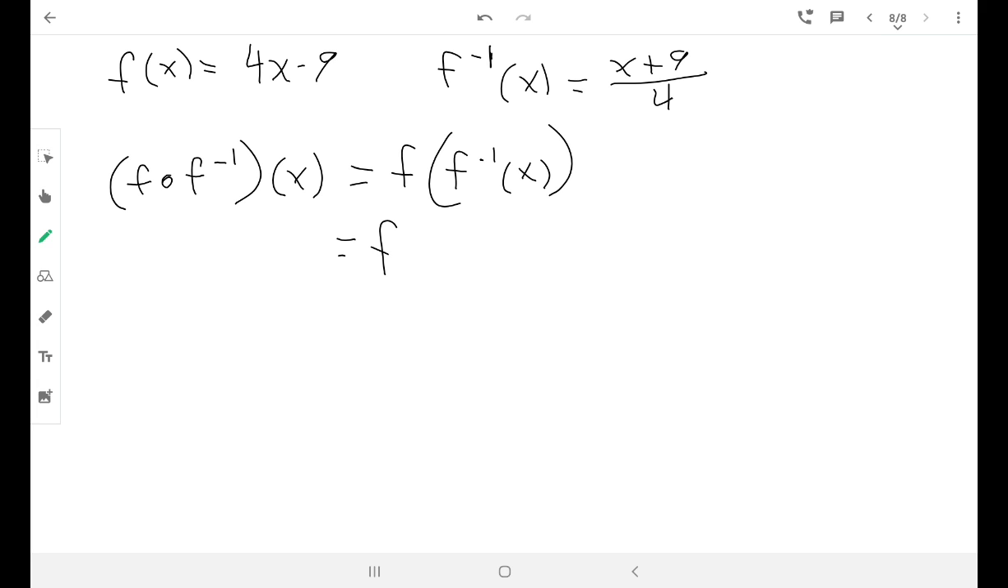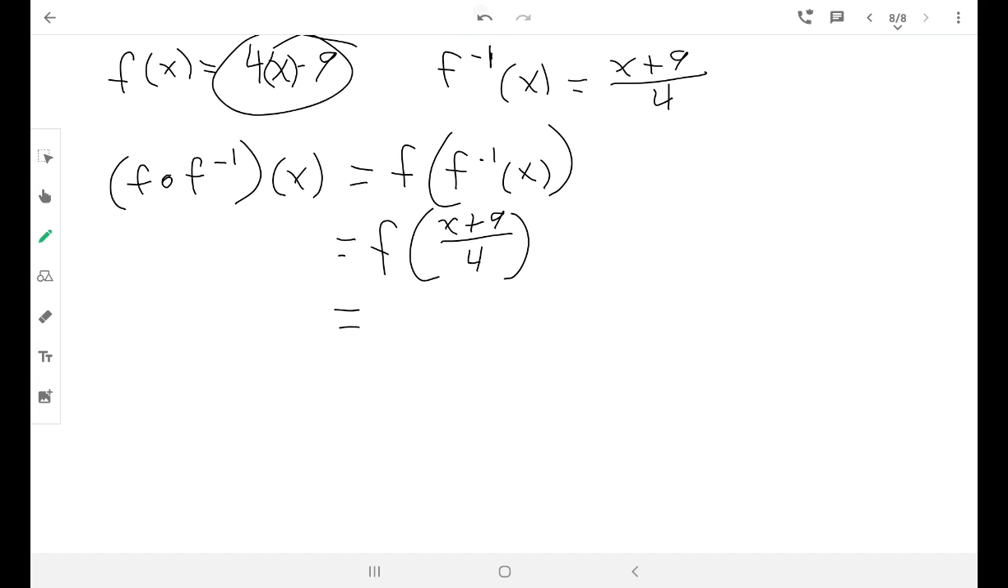which means that if I go to f, so over here is the f, and I put parentheses around every instance of x, and I replace those parentheses with what f inverse of x is. So if I replace it with x plus 9 over 4, and then simplify the whole thing, I'll get something. Okay? So I'm going to do that.